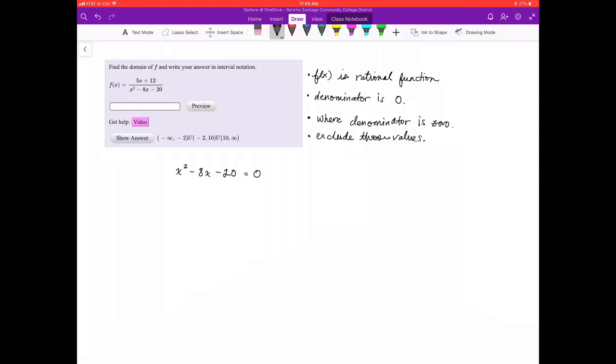We can easily see that this trinomial is factorable, so we'll go ahead and just factor it as a product of two binomials, which would be x minus 10 and x plus 2. And therefore we get x equals 10 and x equals negative 2. So anytime f of x is such that x is 10 or x is negative 2, we're going to have 0 in the denominator. So we must exclude these two values.